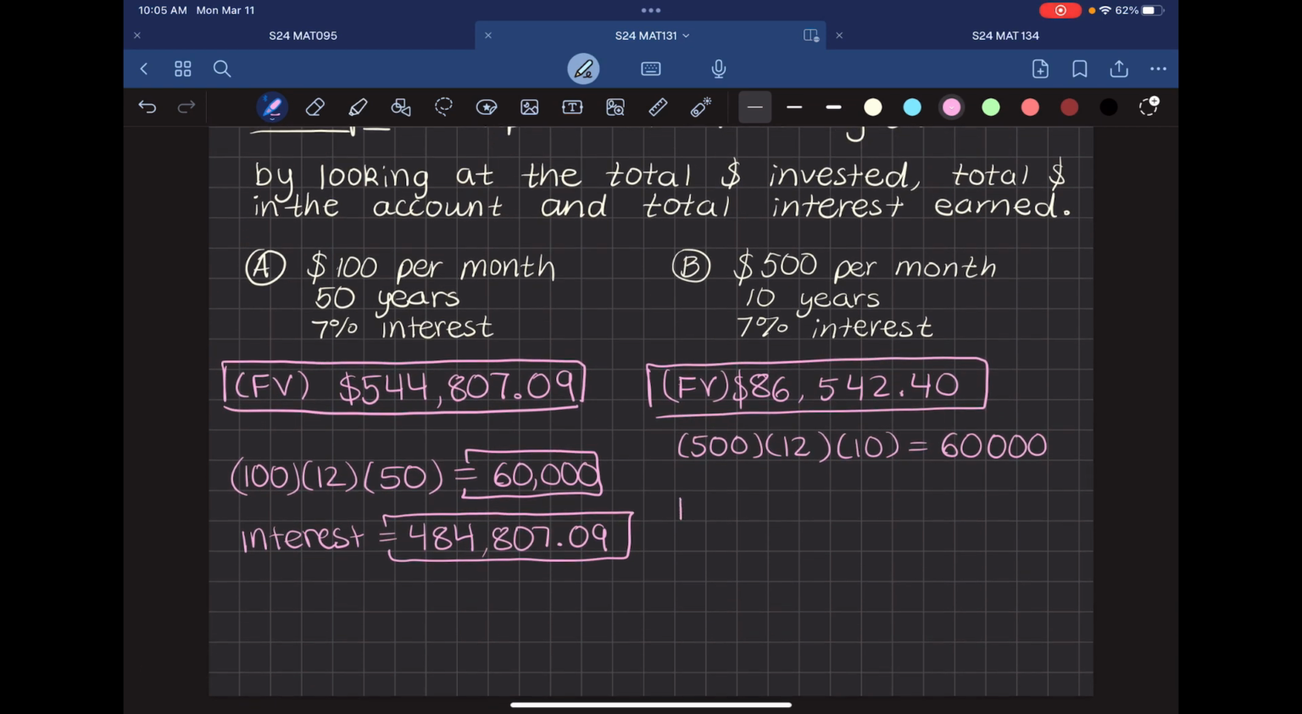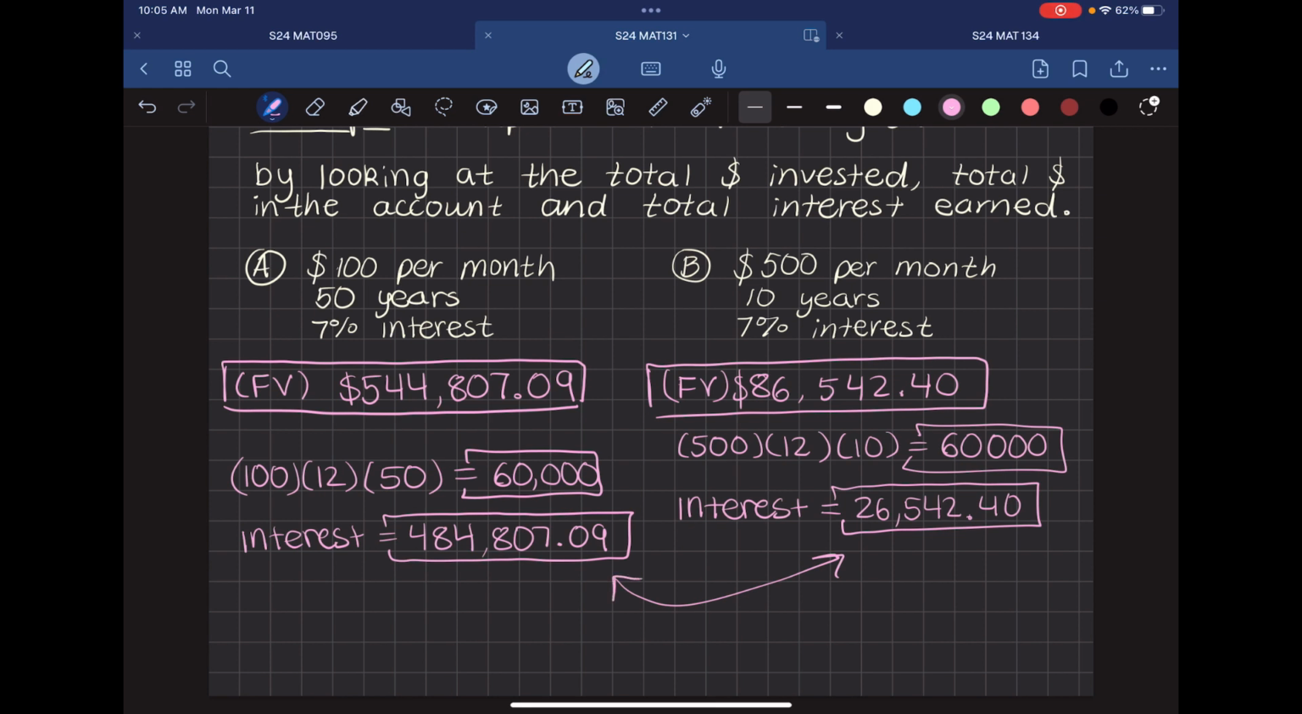And so if we look at interest and we take our future value and subtract off the amount that we invested, or the $60,000, we end up getting that we earned $26,542.40 is the amount of interest that we earned. And you can just see how different these numbers are. Like, wow.